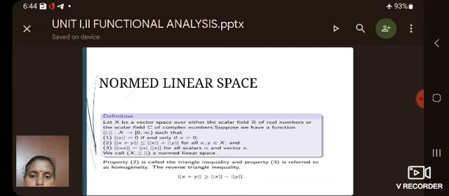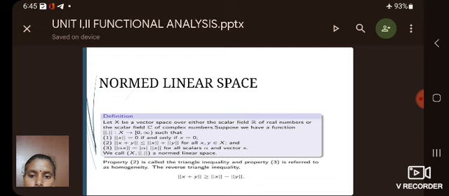Let X be a vector space over the scalar field R of real numbers or the scalar field C of complex numbers. Suppose we have a function norm from X to [0, infinity) such that norm x equal to 0 if and only if x equal to 0; norm of x plus y is less than or equal to norm x plus norm y; norm of alpha x equal to modulus alpha into norm x for all scalars alpha and vectors x. We call (X, norm) a normed linear space.